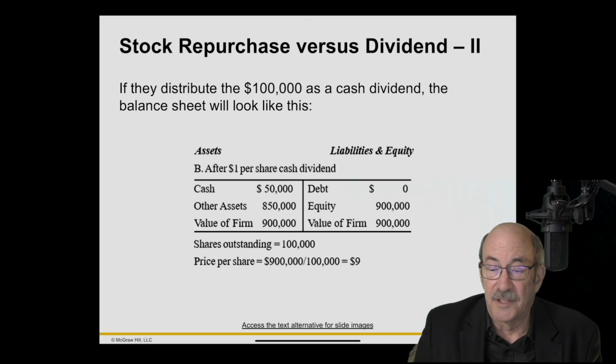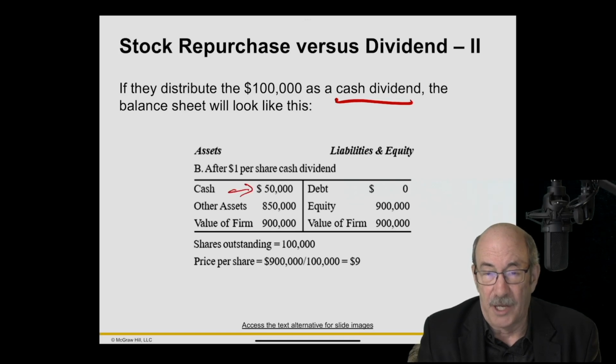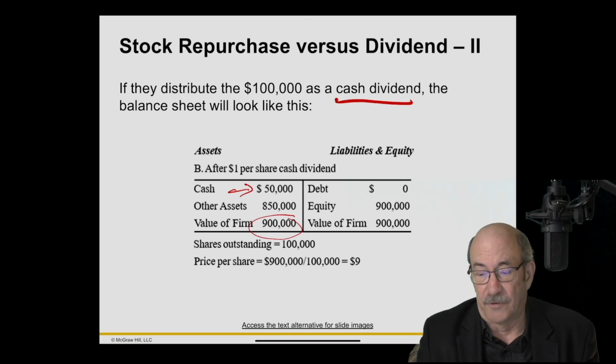Now, let's assume that they distribute this $100,000 as a cash dividend. How does that impact their balance sheet? Well, obviously, cash goes down by $100,000. And so the total asset value drops to $900,000. The equity value drops to $900,000, and the share price decreases to $9 on the ex-dividend date.